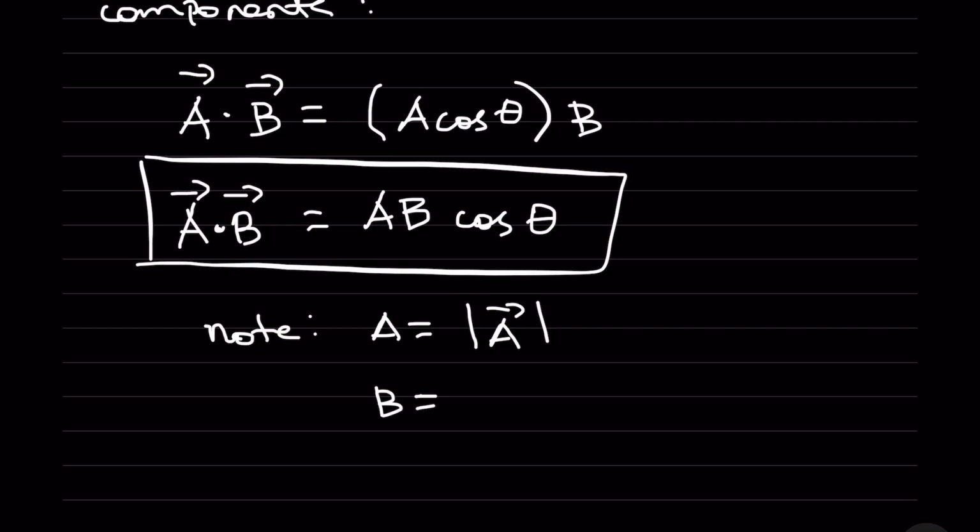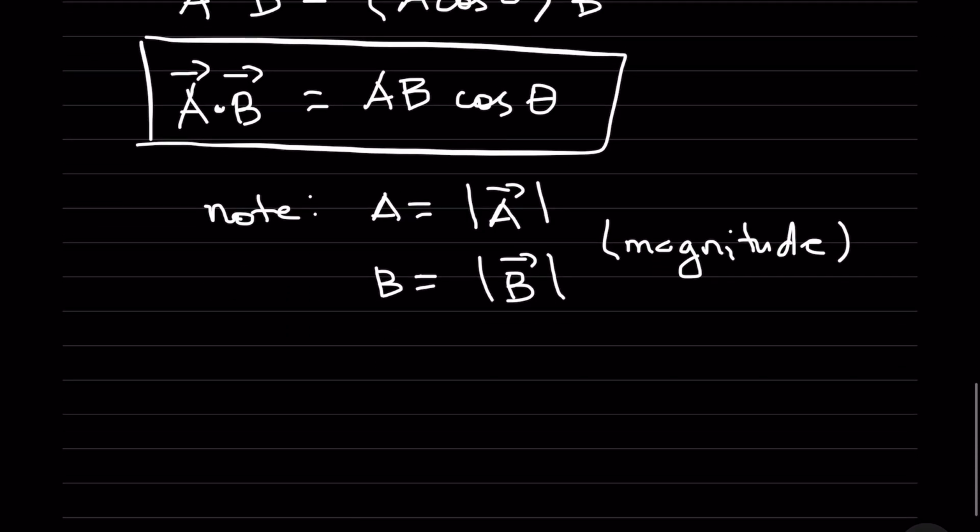So take note that the dot product is a scalar quantity. There is no associated direction to it. And in this equation, I simply omitted the arrow on top of letters A and B to denote the magnitudes of vectors A and B.